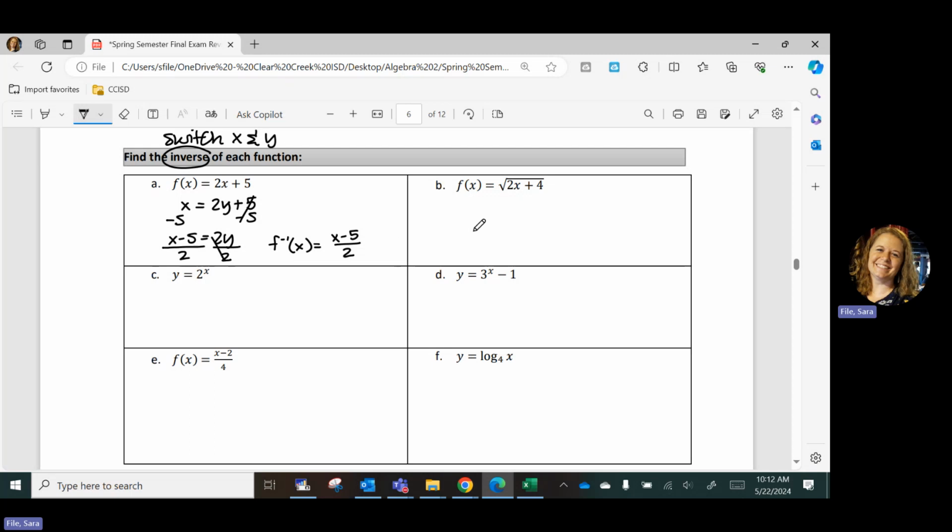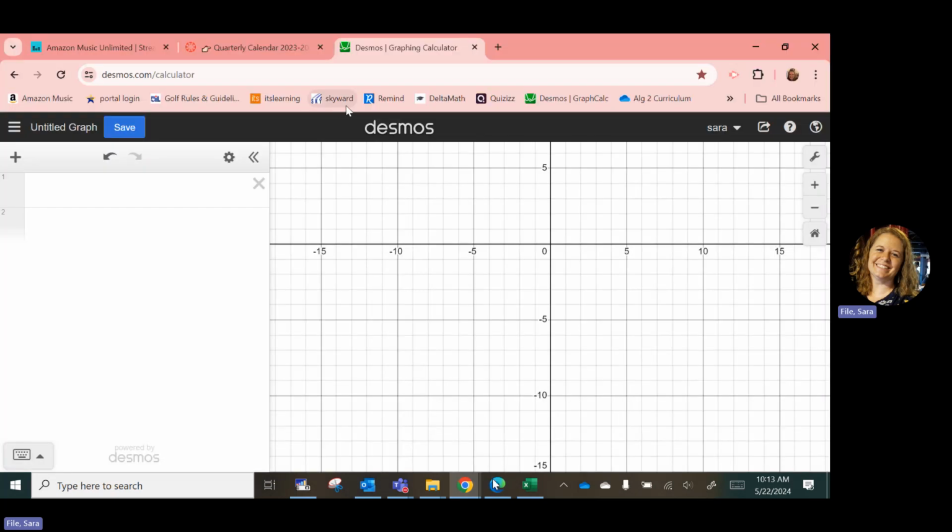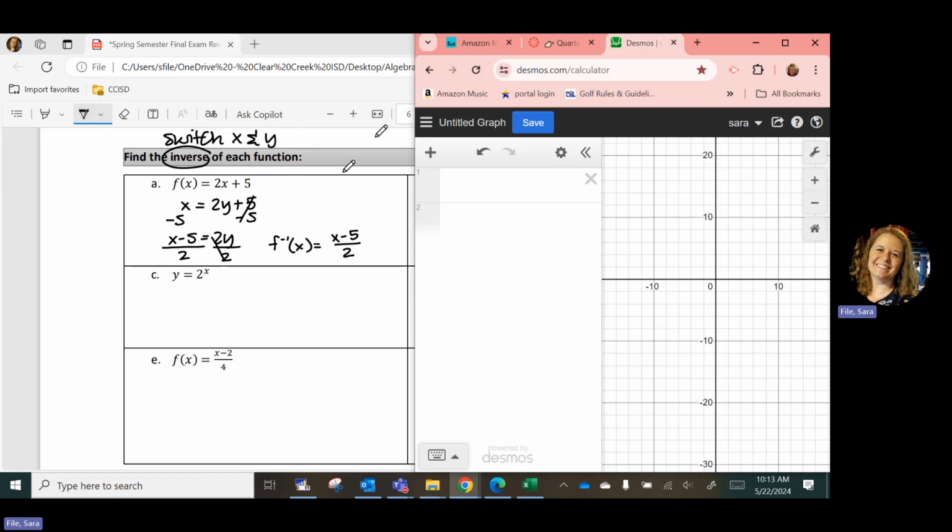Now, graphically, inverses are reflections across the line y equals x. So a way that you could do this using Desmos on a multiple choice test is you could type in your original function, okay, and you could see that line. This is a linear function, okay? And then your answer choices, you could type in one answer choice at a time to compare.